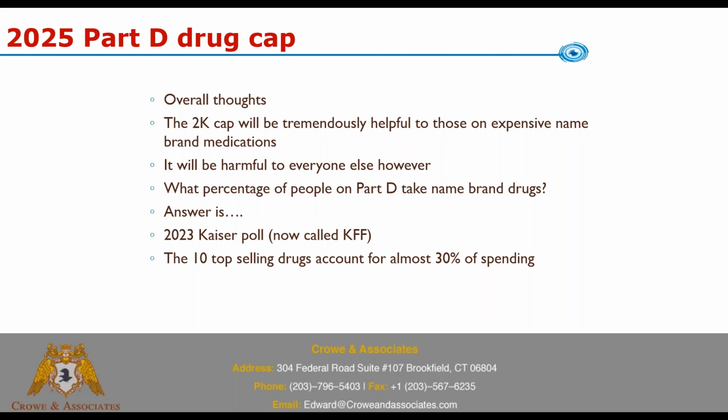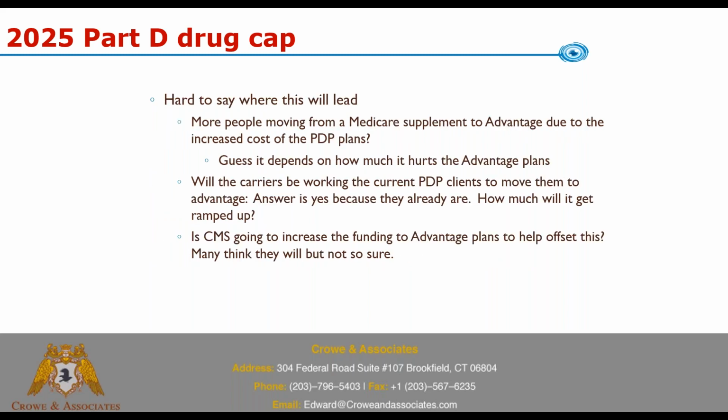In 2023, they ran a list of the top 10 selling drugs, and the top 10 selling name brand drugs account for almost 30% of the total spending. So we're talking substantial numbers. But we're talking about something that's being changed, the $2,000 cap, and it's wonderful for some people, but for over 90% of people, it's just going to harm them. It's really not going to benefit them. So anyway, it's hard to say where this will all lead. Again, I made some assumptions, but educated ones based on talking to people.